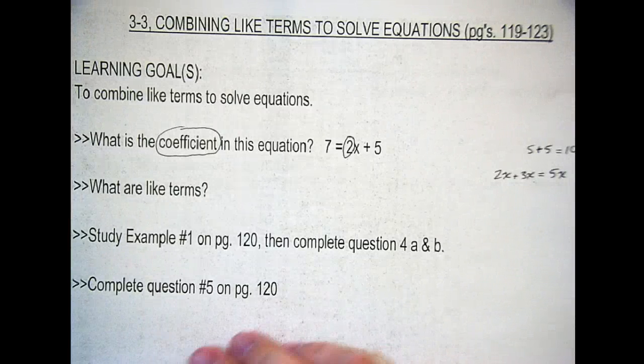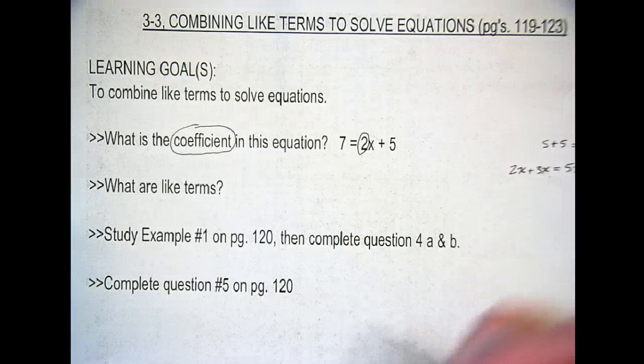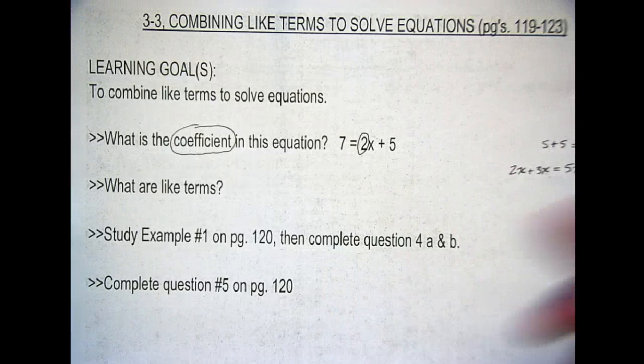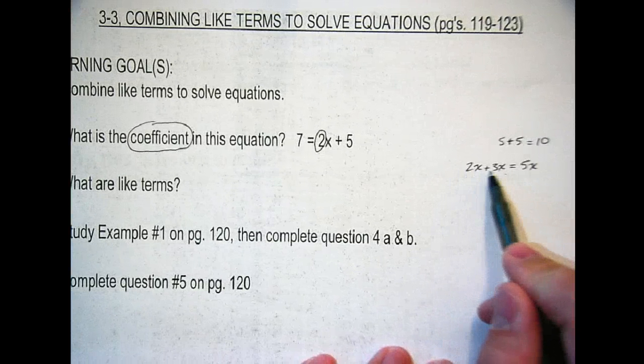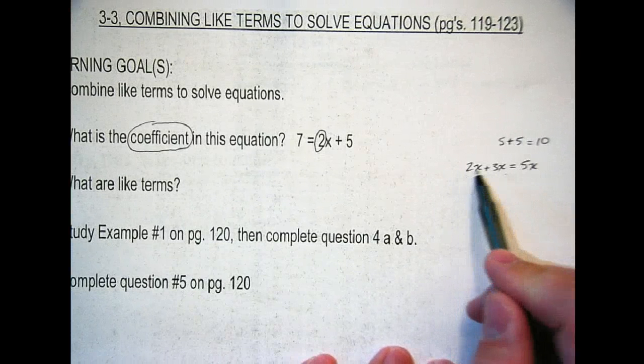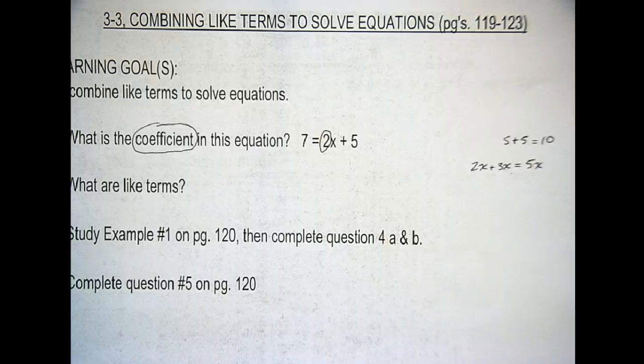Okay, that is your coefficient. It's good to know the vocab. So if you didn't know that, it's something you want to add to your notes. Coefficient is the thing attached to your variable. If you have multiple variables, then you have multiple coefficients. So if this was my equation, 2x plus 3x equals 5x, that would mean that 2, 3, and 5 are all coefficients. I'd have 3 different coefficients.